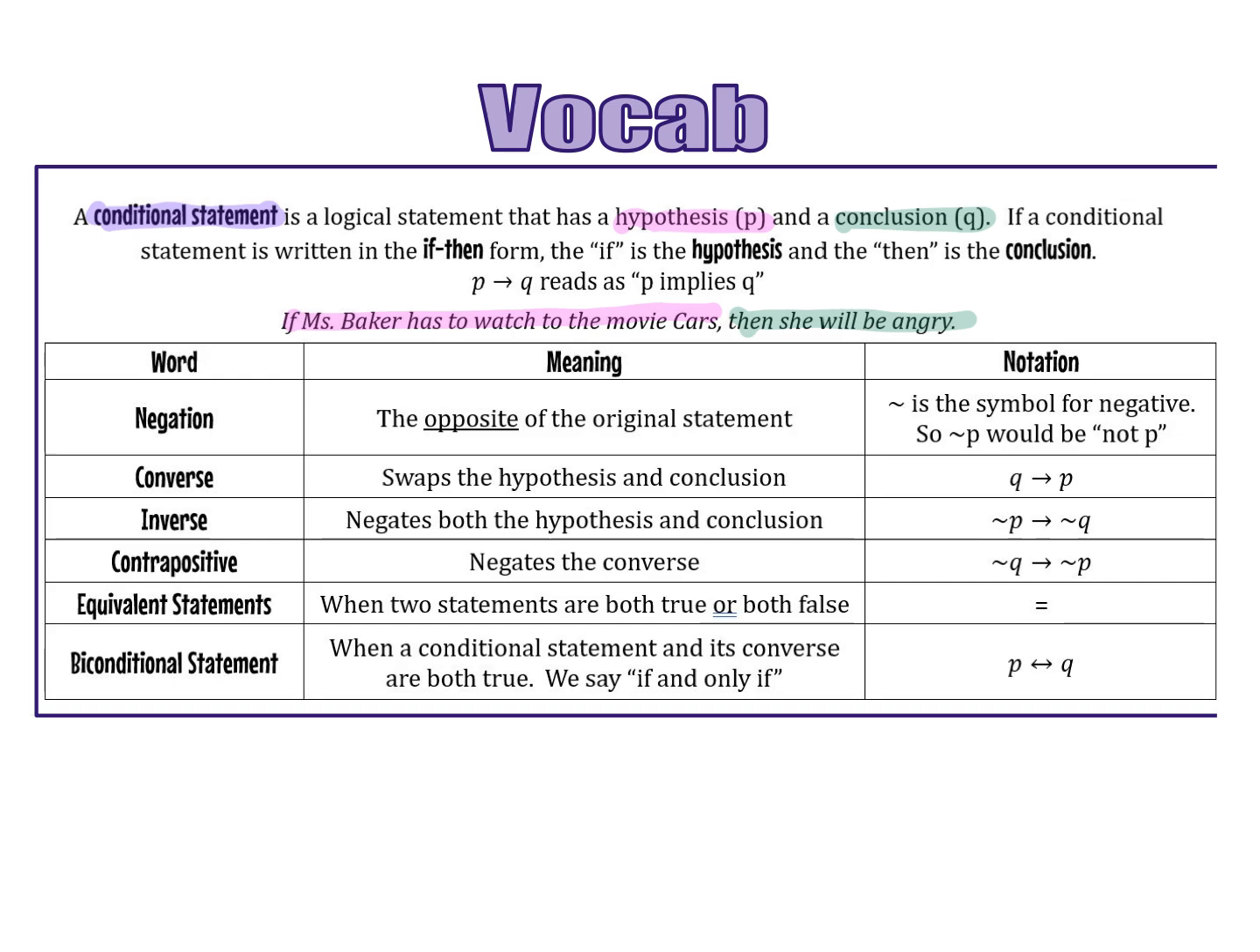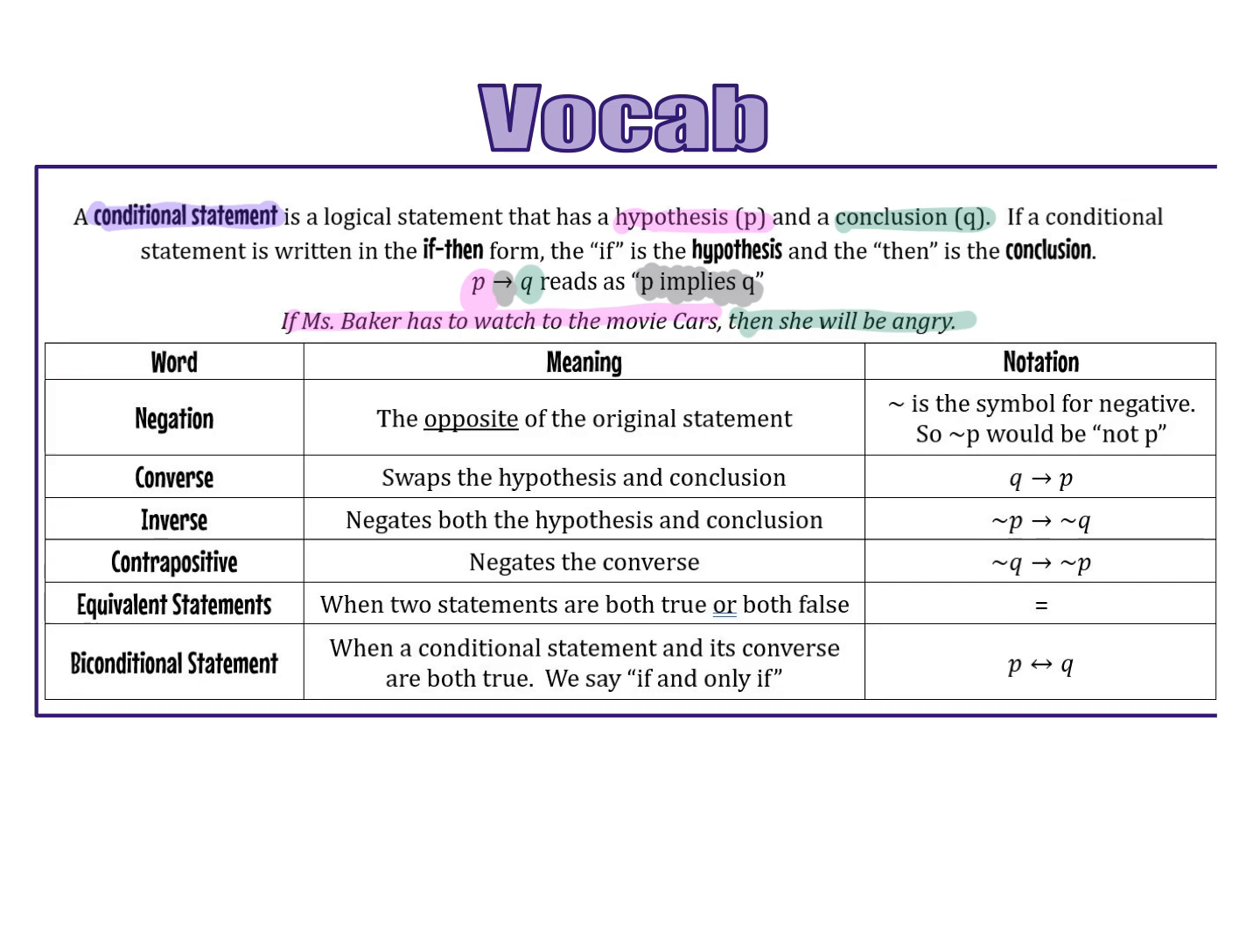So a conditional statement is a logical statement that has a hypothesis and a conclusion. If it's written in this form where you see the if-then, it's called an if-then statement. The hypothesis would be the if part, and the conclusion would be the then part. Notationally, you will see that written as P, and then this arrow symbol, and then Q. That means if P, then Q. Or you could read that as P implies Q.